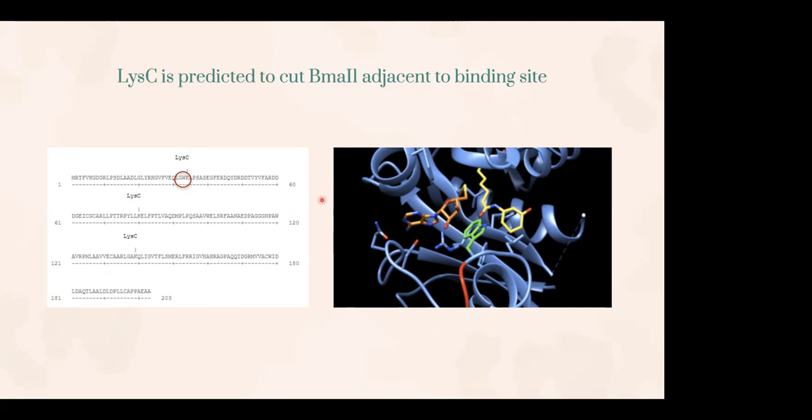And we were able to predict using some software that Lys-C has a cut point indicated right here at this K that is immediately adjacent to our binding tryptophan. And so if you look over here at this crystal structure again, this tryptophan is in green, that is our binding site, and this red portion located right here, that is where Lys-C is predicted to cut.